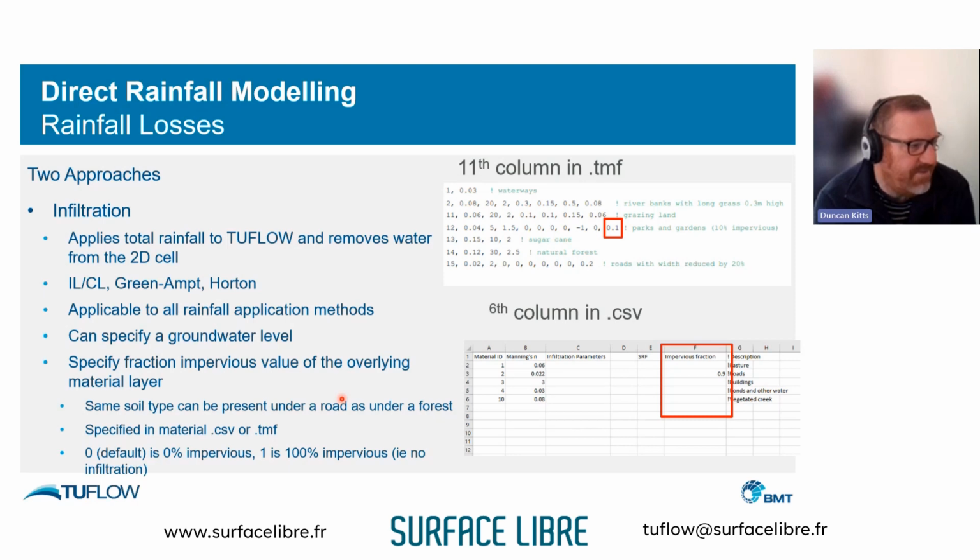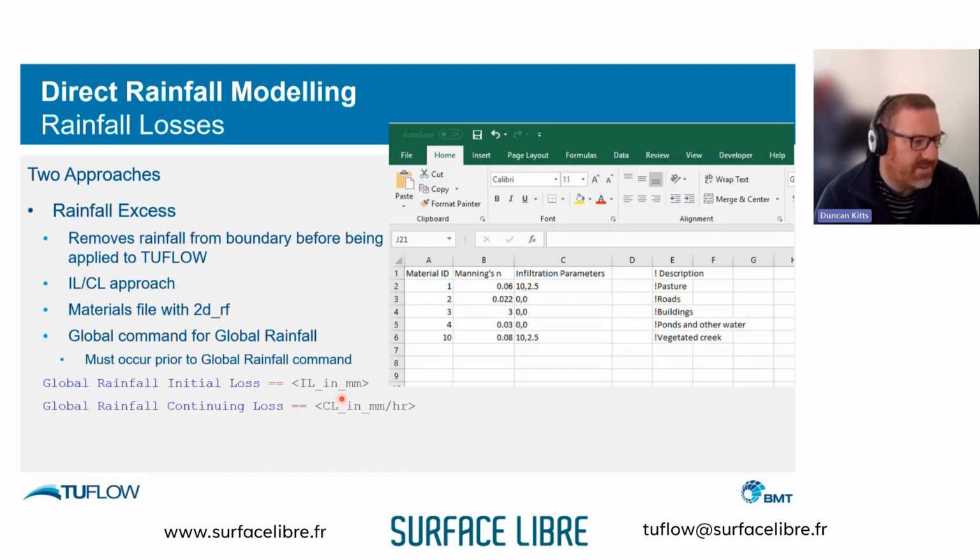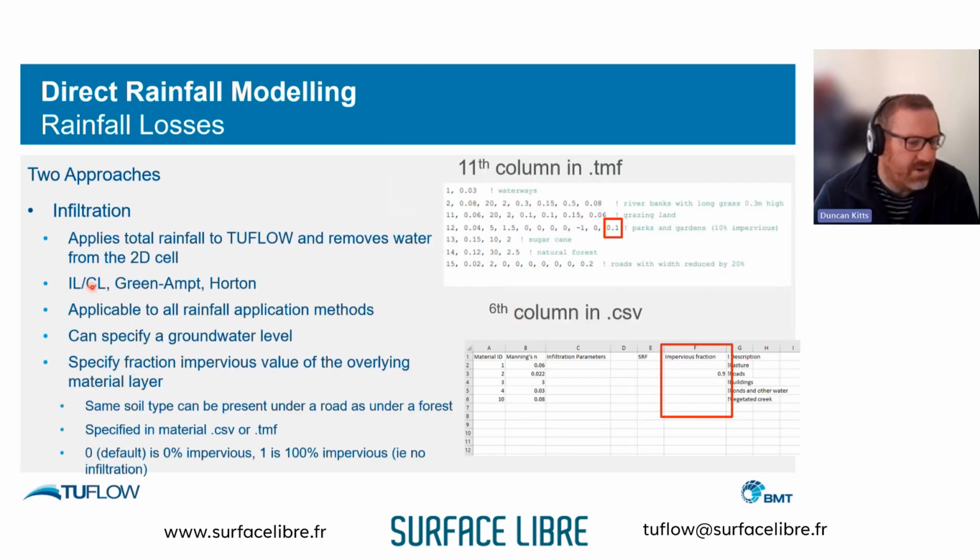Three general types of infiltration. There's initial loss, continuing loss. That's slightly different to this one because, like I said, this is taking the water away from the rainfall before it hits the surface. This is infiltration and continuing loss from the surface itself. We have the Green-Ampt model and we have the Horton model.